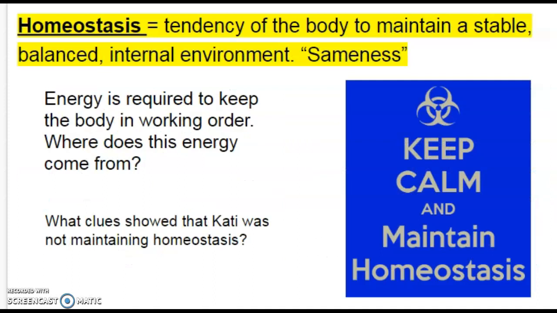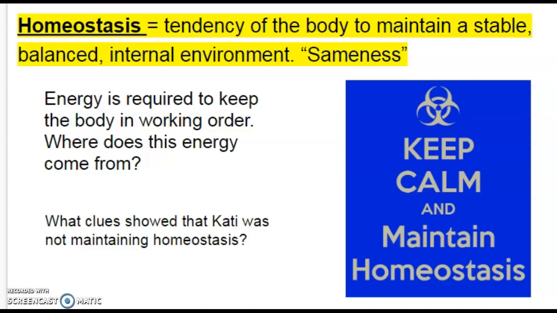Homeostasis is the tendency of the body to maintain a stable internal environment, and it has to be balanced. We're going to talk about some prefixes and suffixes later on, but it means sameness because of the homeo. It means your body needs to stay the same. Your body needs to stay at around 98.6. Some people run a little high, some people run a little low. Your water balance needs to be balanced. You have to keep that balanced.